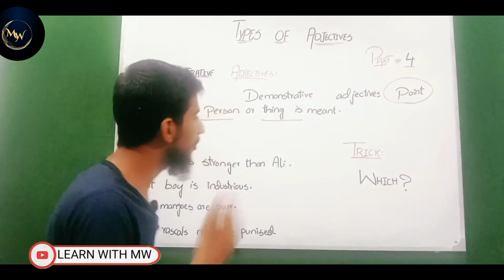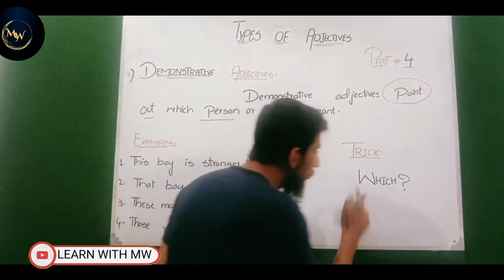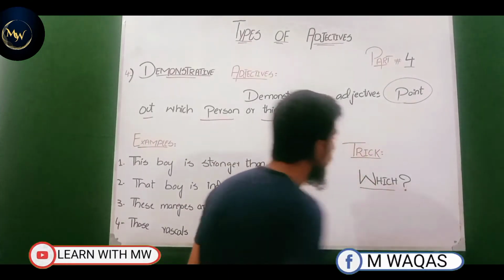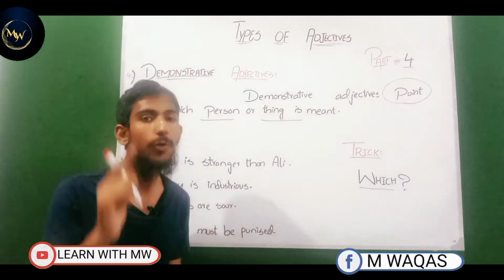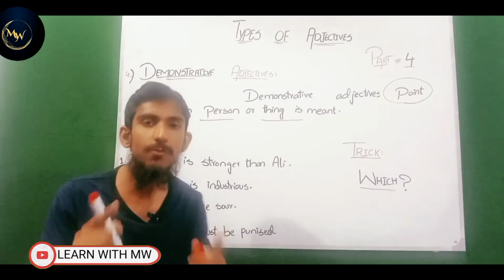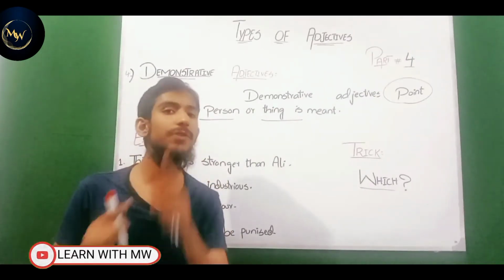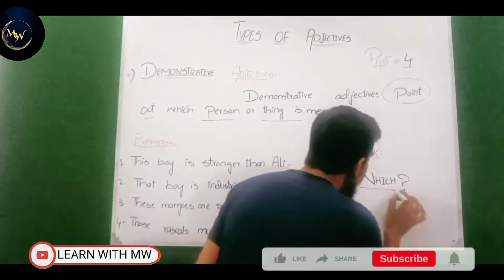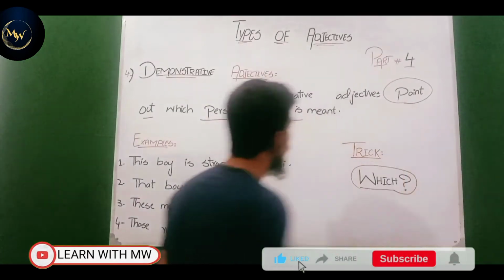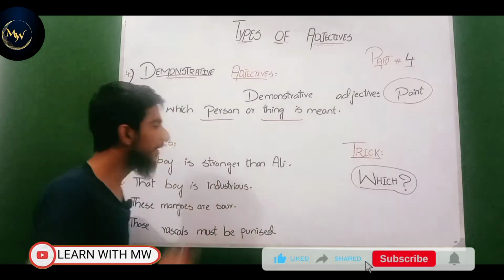Now I'm giving you a short trick. Demonstrative adjectives always answer the question "which?" In order to find a demonstrative adjective, remember the trick: the demonstrative adjective always answers the question "which?" So look, we will apply that trick in this example.